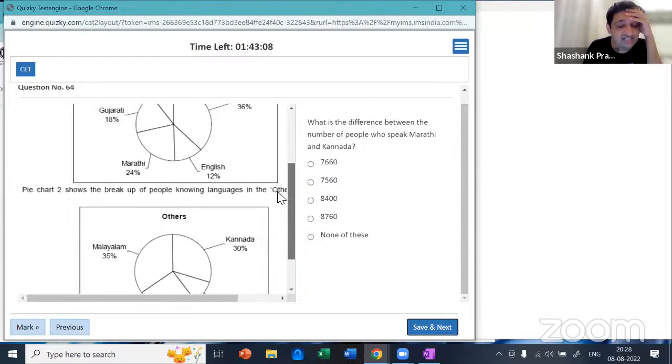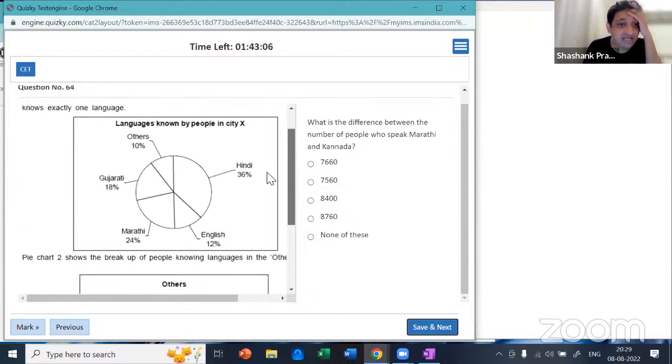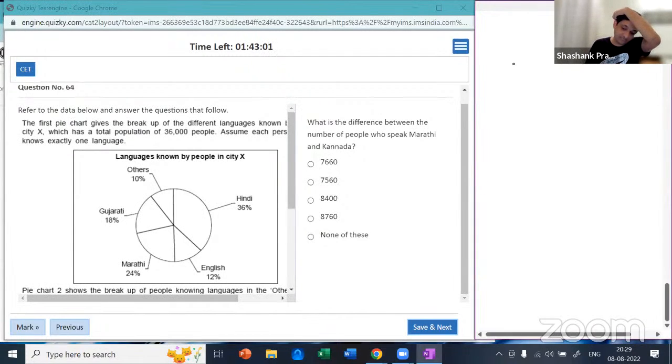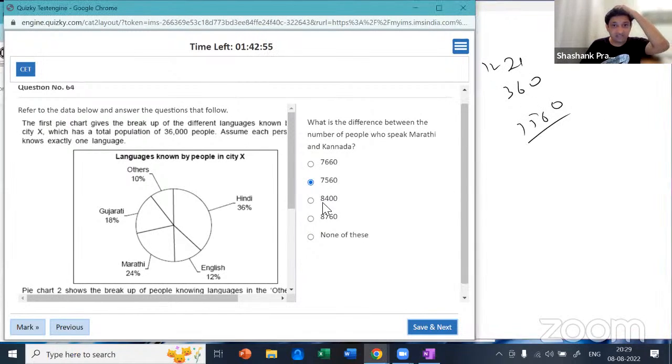Number of people who speak Marathi and Kannada. Kannada is 30% or 3%. Marathi is 24%, 21%, 21% of 360. 21 into 360 basically. 0, 126, 263, 7560 I think. Yeah, that is the answer.